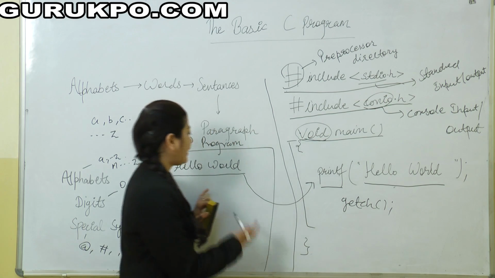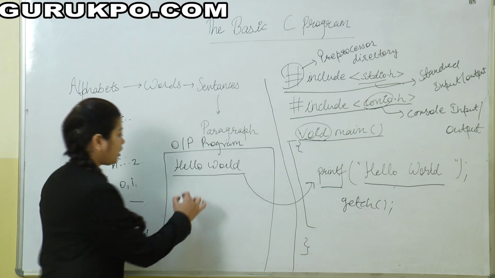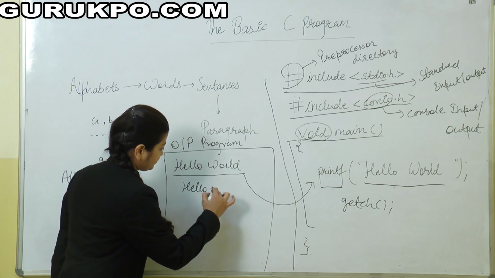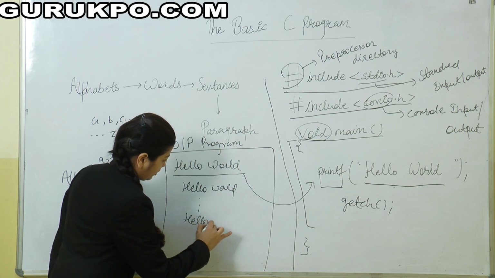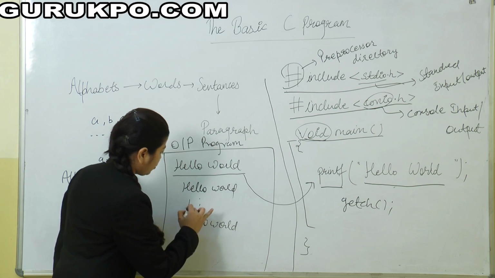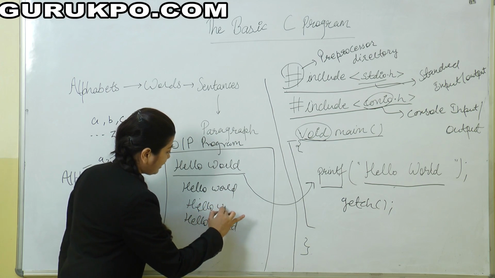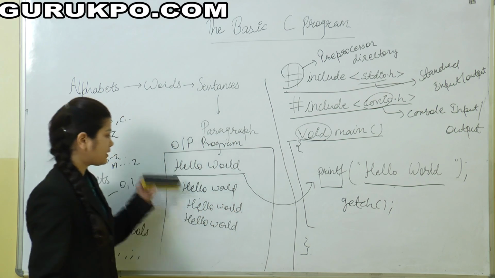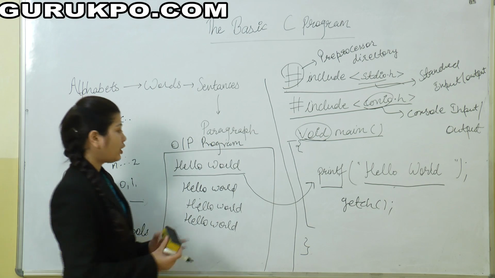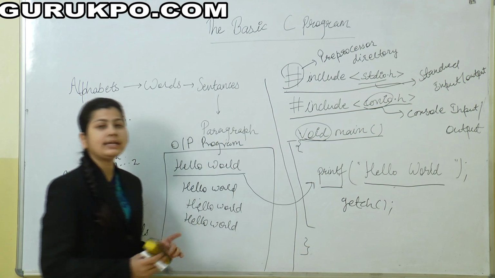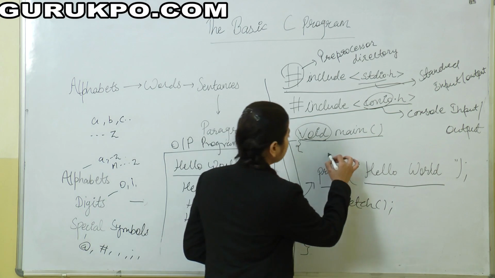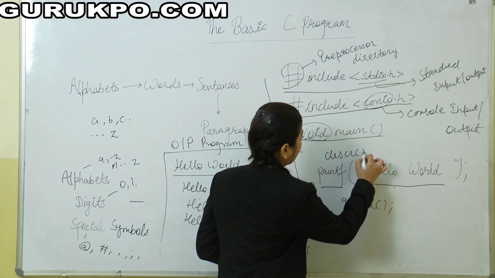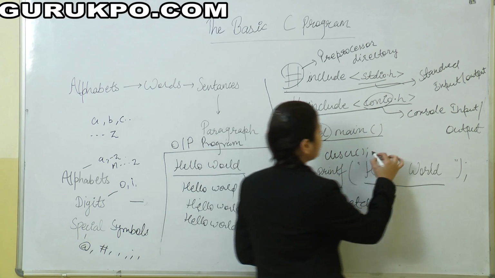And if we execute the program 3 or 4 times, hello world displays every time. If we execute the program 4 times, hello world displays again and again. So if we don't need the output again and again, we use clrscr. The full form of clrscr is clear screen.